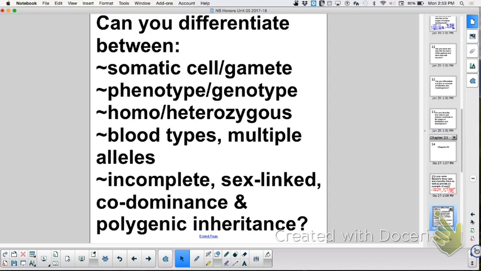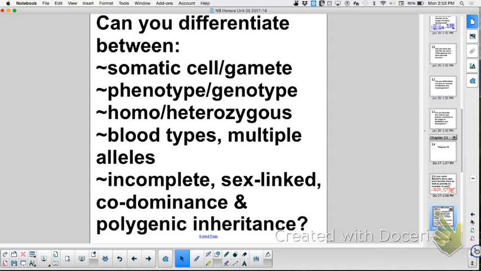Homozygous, heterozygous. Homo is same. It could be big B, big B, or little b, little b. Heterozygous is what? Big B, little b. Good. Blood types, multiple alleles.